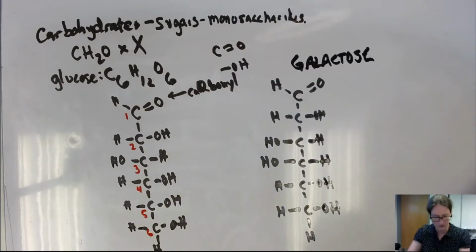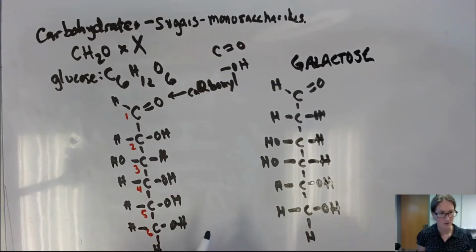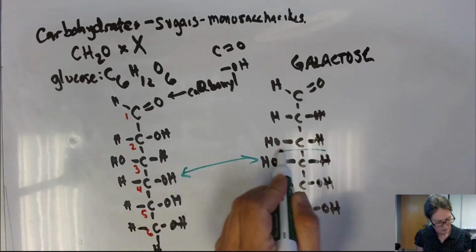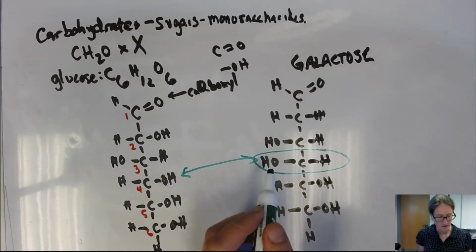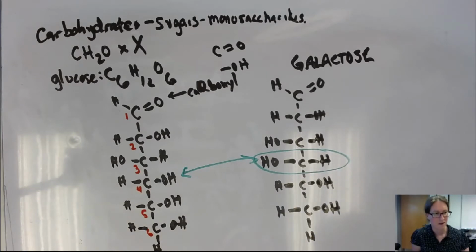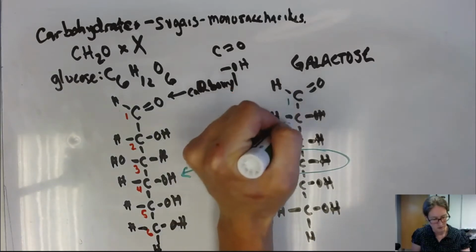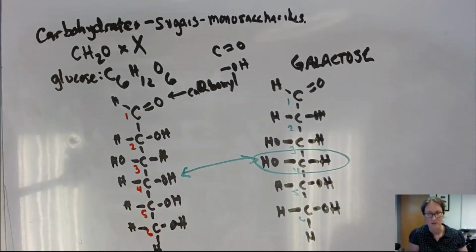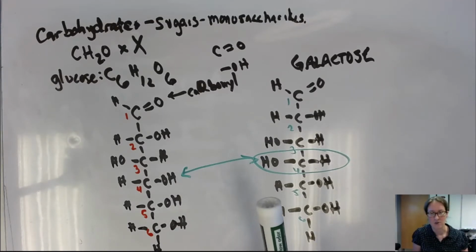Right, so we're spotting the difference. Same kind of numbering system is going to apply. But what you'll notice here is at carbon number 4, the hydroxyl is in the opposite position from on glucose, right? So here's 1, 2, 3, 4, 5, 6. That's an enantiomer of glucose. Even though this might seem like a really trivial difference between these molecules, that can actually have major implications for how these molecules wind up getting used.